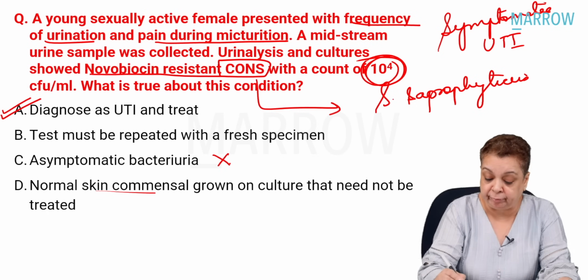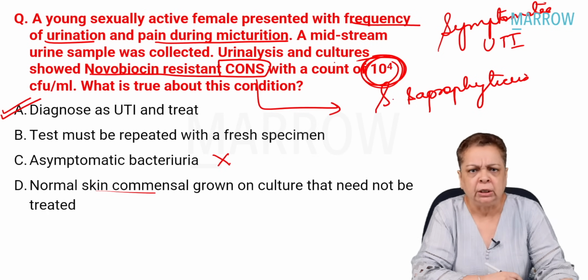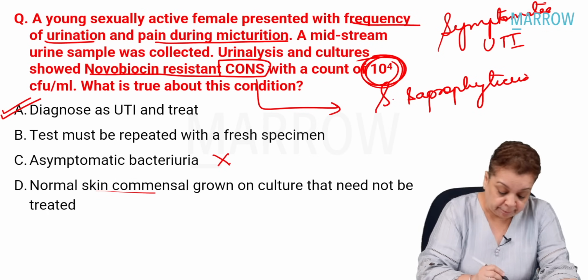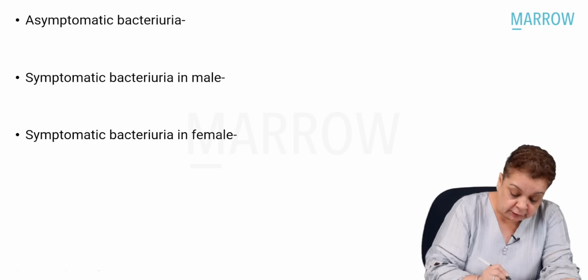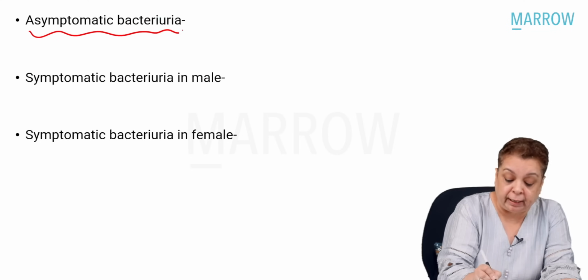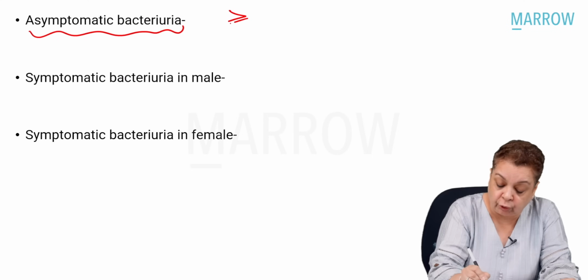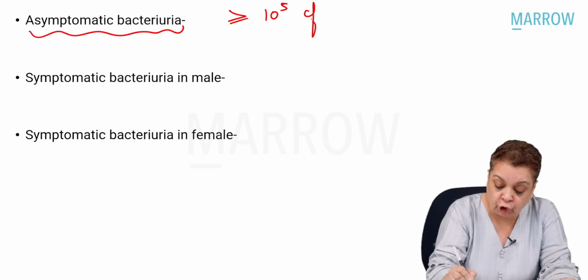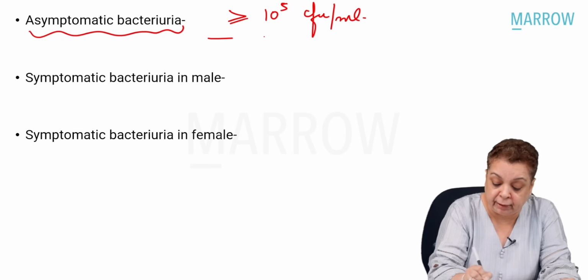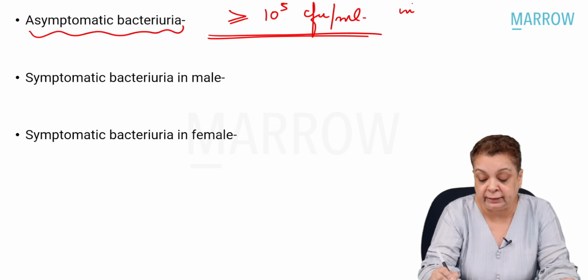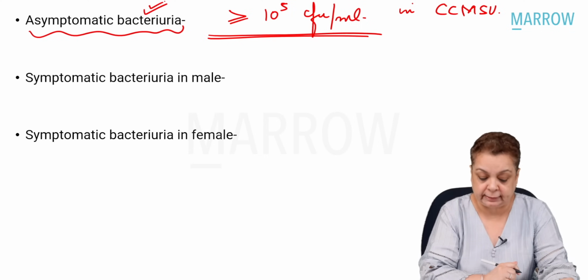So some of you might be wondering, what is this 10 raised to power 4? This should be 10 raised to power 5. But that criteria is for asymptomatic bacteriuria, more than or equal to 10 raised to power 5 colony forming units per ml in a clean catch midstream urine sample is significant for asymptomatic cases.